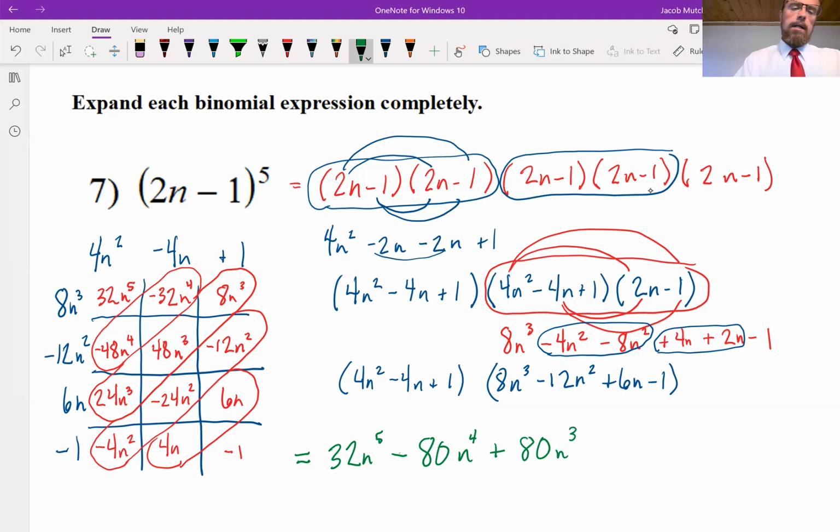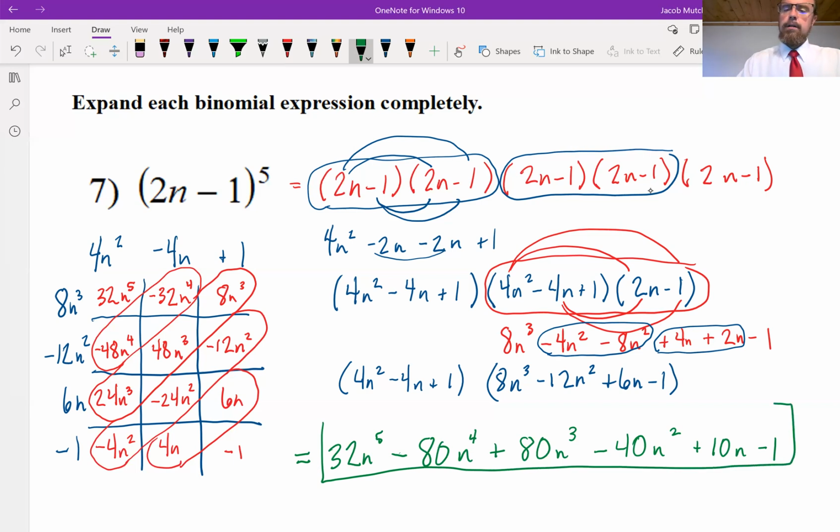For my square diagonal, I have negative 4n squared, negative 24, and negative 12. If I add those all together, negative 4 plus negative 24 is negative 28. Negative 28 plus negative 12 is going to give me minus 40n squared. My linear diagonal just has 2 terms. 4n plus 6n is plus 10n and minus 1. So that completes the product of a higher power, power of 5. Notice we did have some coefficients in this binomial. So that definitely changes the way the coefficients look in the final product.